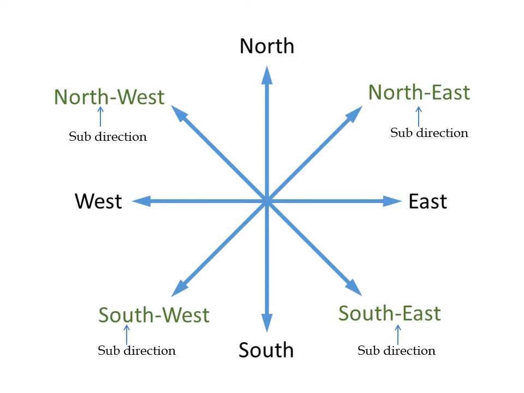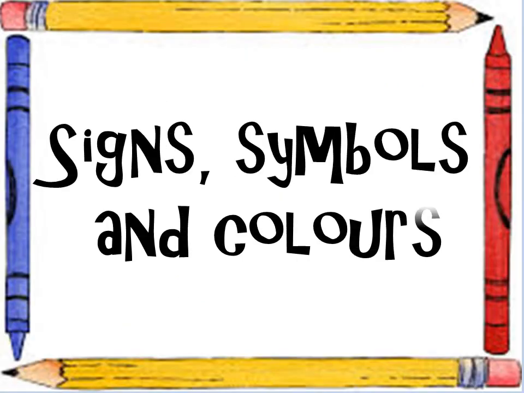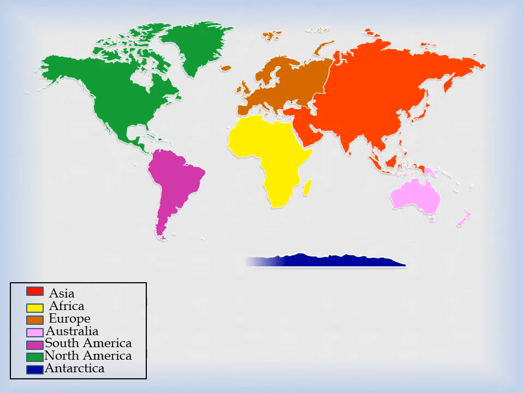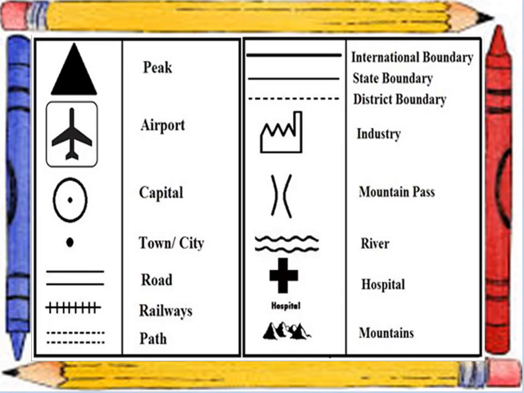Now, let us study about signs, symbols, and colors. Maps often use symbols or colors to represent things. Every map has a key or an information box called a legend that explains what the symbols or colors mean. These map keys are boxes placed in the corner of a map, and the information they provide is essential to understand a map.